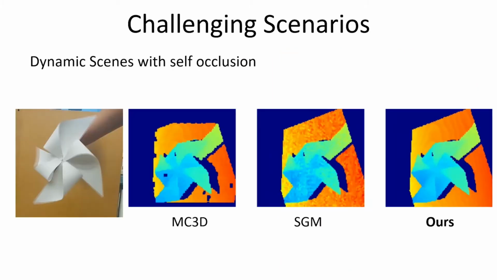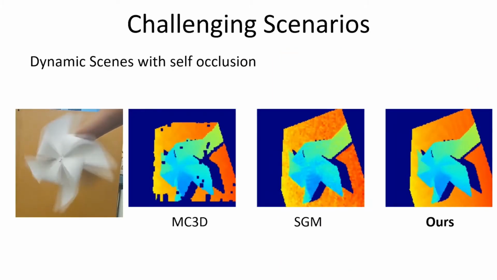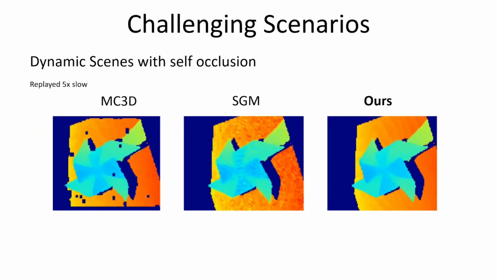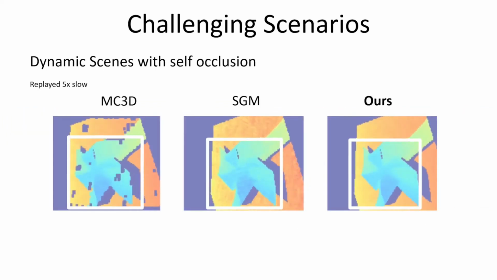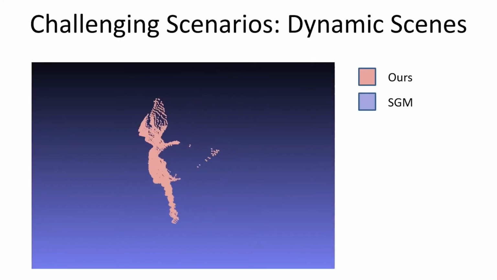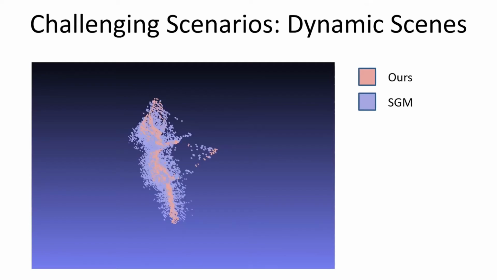In the origami fan sequence, the noise in the event timestamps result in severe artifacts in the HGM baseline. While MC3D is slightly better, it also results in oversmoothing, thus losing the depth edges. In comparison, our method outperforms these approaches.